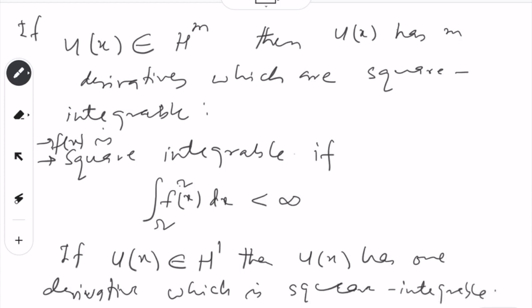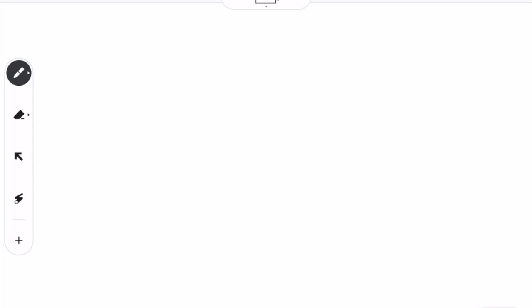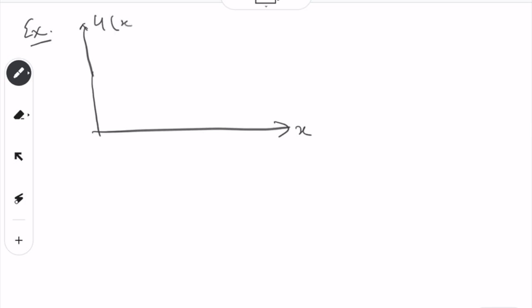So, what is the example? Let us say this example. You have x here, you have u(x) here, and let us say a similar example to what we had, this kind of shape. We have L here, and this is 0. So, what do you know from here?